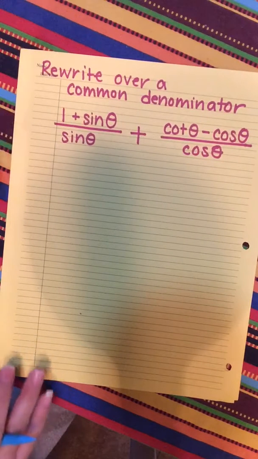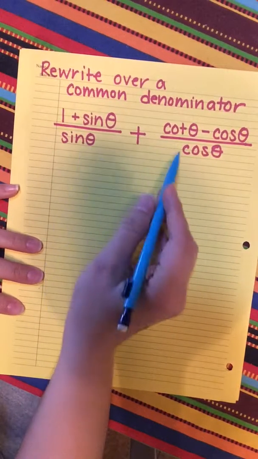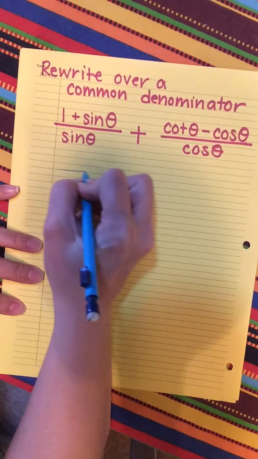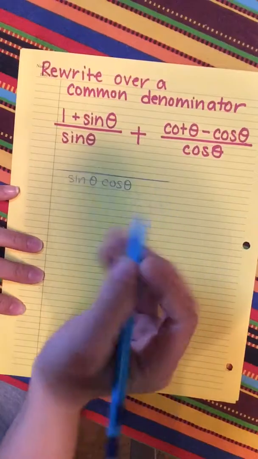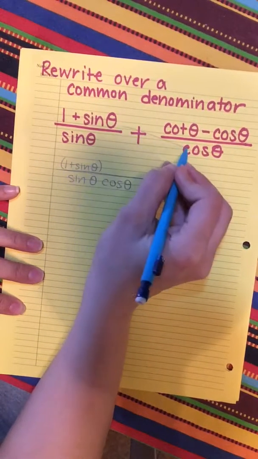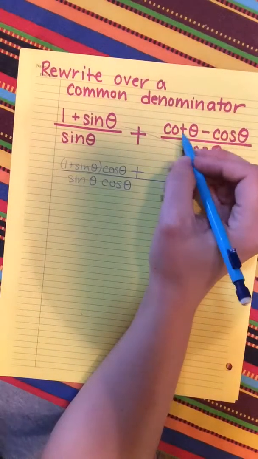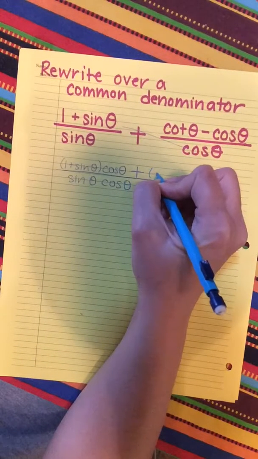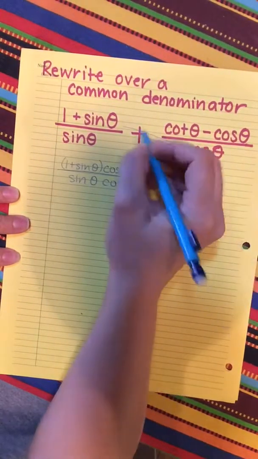Now, when you're adding two fractions, you have to have a common denominator. Just because we're dealing with trig functions, that doesn't change that fact. So a common denominator for sine and cosine is to just smush them together. So sine of theta times cosine of theta. On the top, we'll need to multiply 1 plus sine of theta by cosine of theta. Got that big fat plus sign, so we write a big fat plus sign on our problem. Our second denominator, cotangent of theta minus cosine of theta, we need to multiply that by sine of theta.